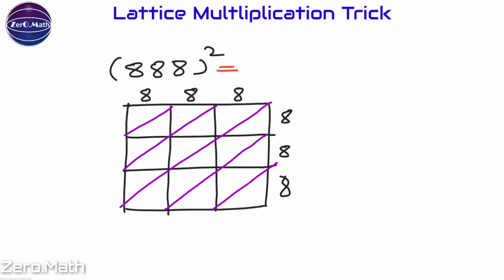We can leverage this method to find the square of any number as well. So let's figure out the square of 888. 888 squared is 888 into 888. Since it's a 3-digit number, let's divide this rectangle into 3 vertical parts and 3 horizontal parts, and let's place the number vertically and horizontally. Now let's start multiplying the numbers and filling the grid. So 8 into 8 is 64. Since everything is going to be 64, I'll quickly fill this grid.